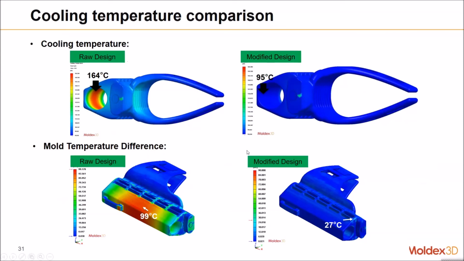Sorry, the temperature bar is too small. You cannot see it, but the range is from 95 degrees C to 160 degrees C. And the temperature difference also improved a lot after we changed our cooling design. For the raw design, we can see the highest temperature is concentrated on the part backside, here, the red region. But after we modify the design, the highest temperature is about 27 degrees C.